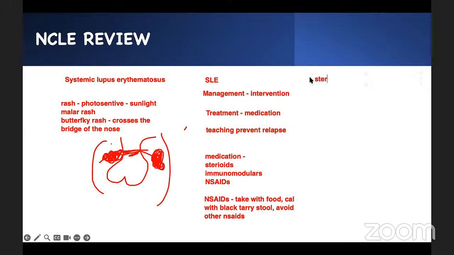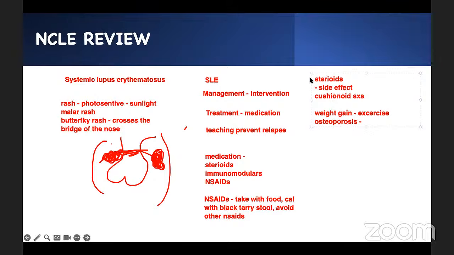For steroids, you've got to teach them things not to do, right? Steroids, you know the side effects, right? Cushingoid symptoms, right? They're going to gain weight. Therefore, exercise, right? Osteoporosis. What are you going to tell them about osteoporosis?